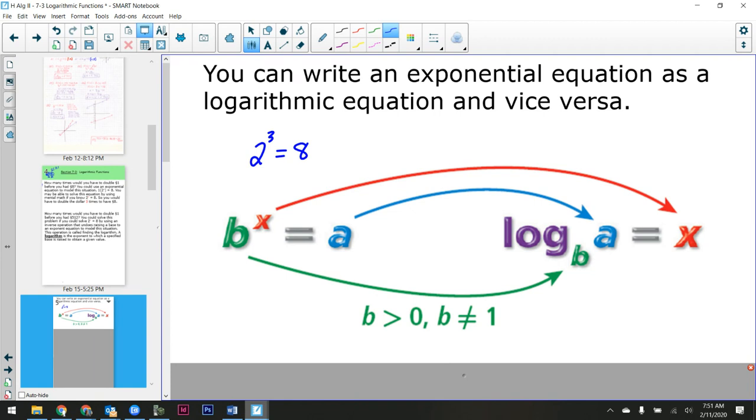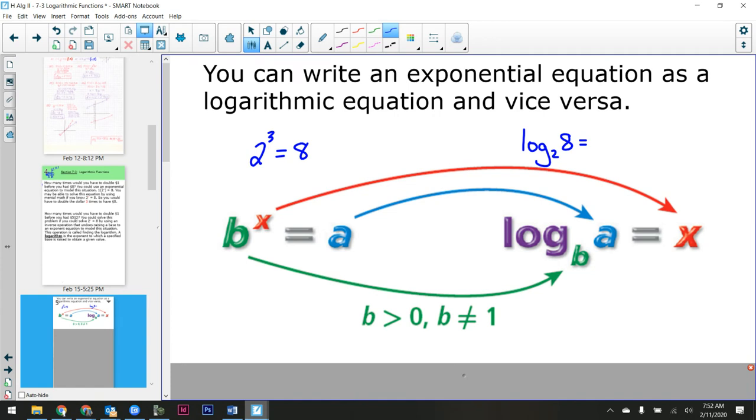To convert that into logarithmic form, we take log base 2, and the 2 is written as a subscript of the word log. Log is shorthand for logarithm. Log base 2 of 8. By the end of section 7.5 or so, I'm going to be able to give you log base 2 of 8, and you will know 3. You will be able to perform that operation in your head.